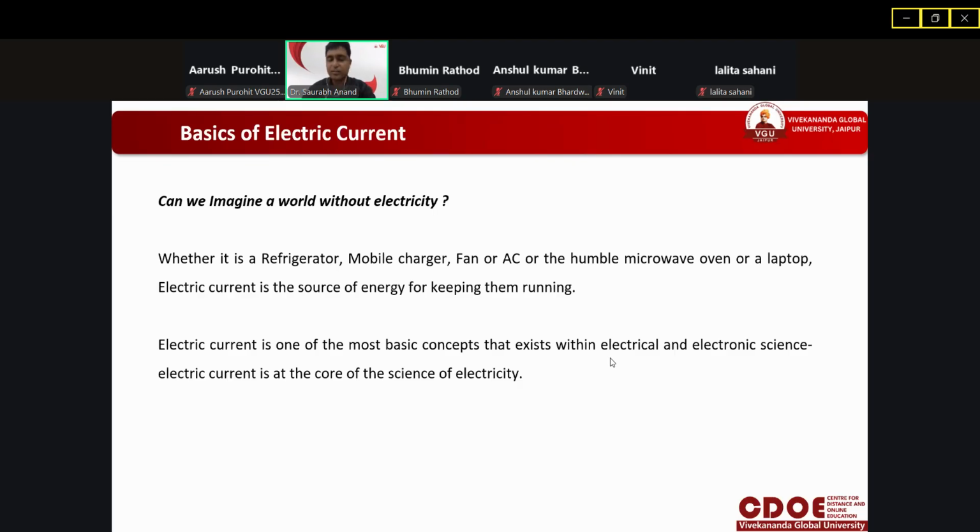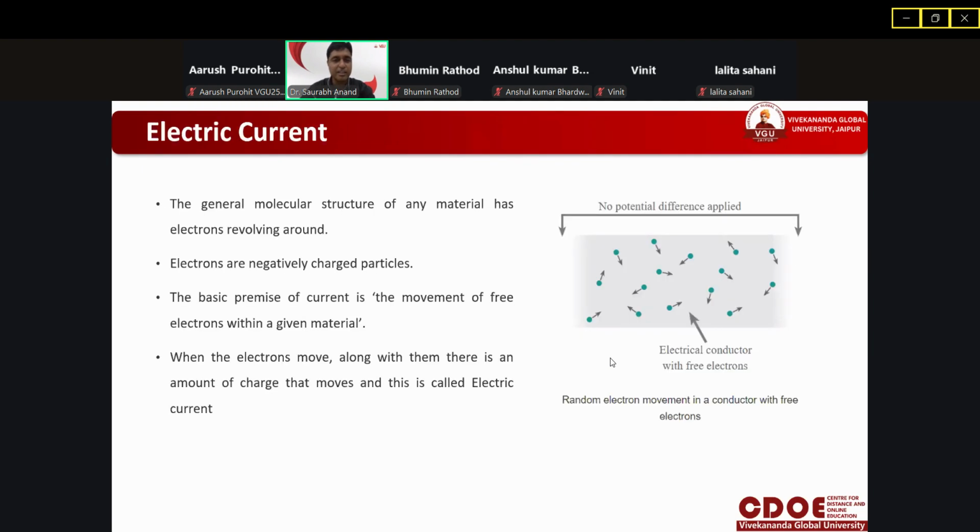Current is actually the flow of charge. If charge is flowing, then current will flow. And what is the role of electrons? From where do we get electrons? Have you ever studied about electrons? Electron, neutron, proton.